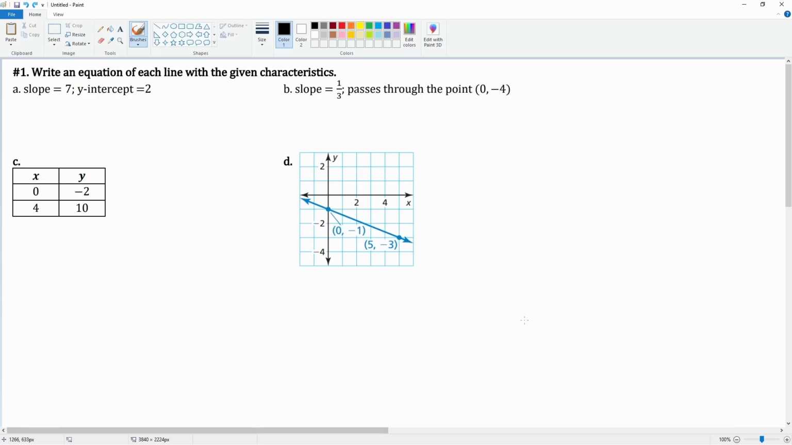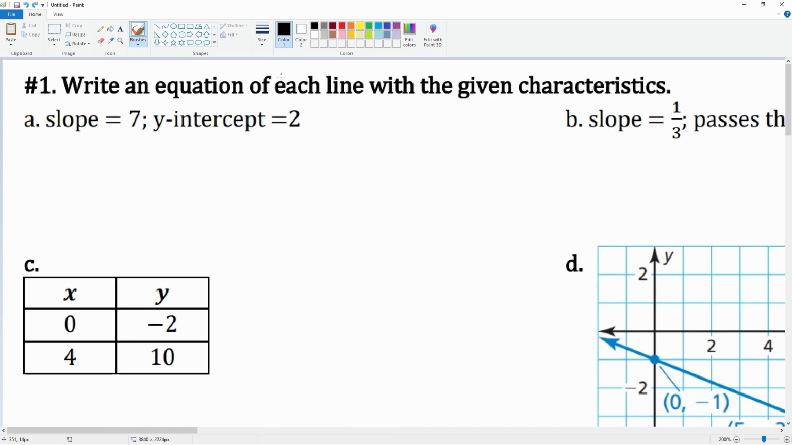Question 1, you're going to write an equation of the line with the given characteristics. So all of these, when we want to write an equation of the line, we want to write it as y is equal to m, which is going to be the slope, x, and then we're going to add the b value here, which is the y-intercept. Right? So that is what we need.